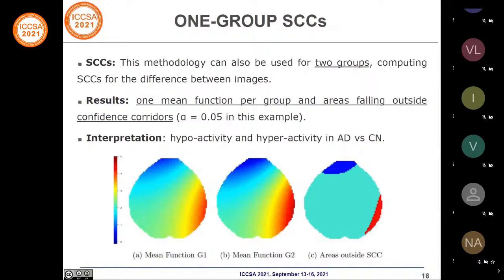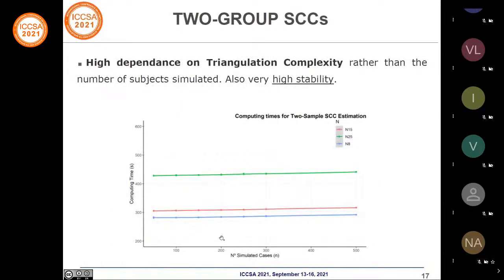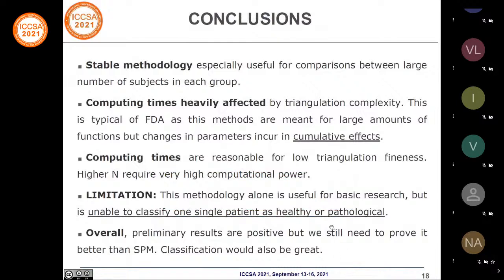Now for the two group SCC, we did exactly the same, a simulation and then the calculation of the computing times. Extremely stable. We can again skip this recommended n equal 8 and go to the n equal 15 because it pays. So conclusions. This methodology, even though it's just in the middle of its development, is quite stable for comparisons of very large number of participants.